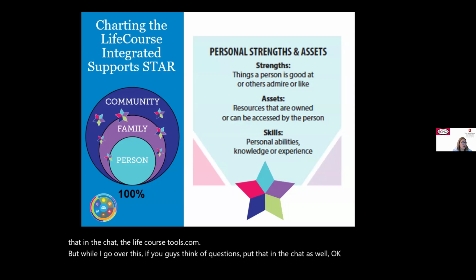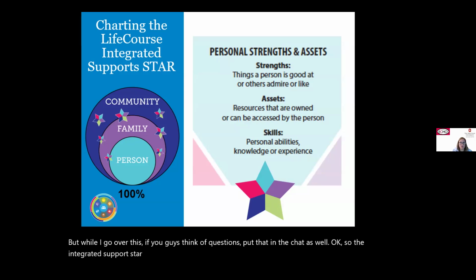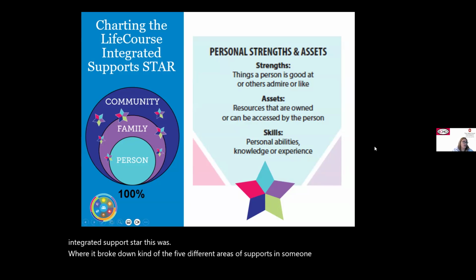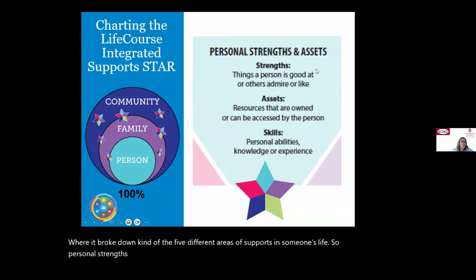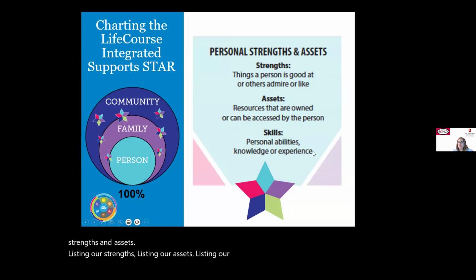Okay, so the integrated support star, this was where it broke down the five different areas of supports in someone's life. So personal strengths and assets: listing our strengths, listing our assets, listing our skills. This is also a great communication tool to share with a new team member, or even if you're starting a new job, helpful to use.